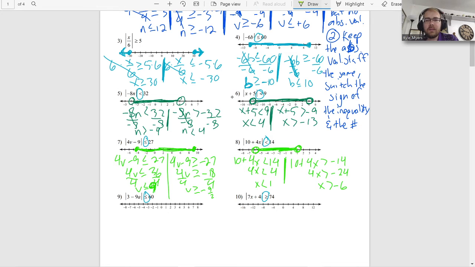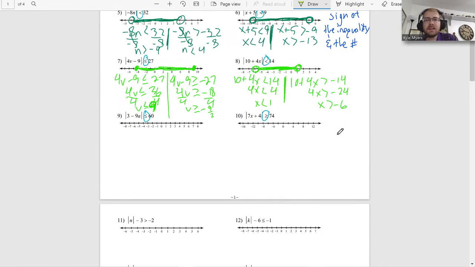Okay, we have 3 minus 9a is less than or equal to 60. Keep, change, flip. So we want to subtract 3 on both sides. Subtract 3. Okay, and then subtract 3 again. Notice the steps are always the same. Subtract 3. Then I divide by negative 9 all around. I'm going to have to flip the sign since that was negative.